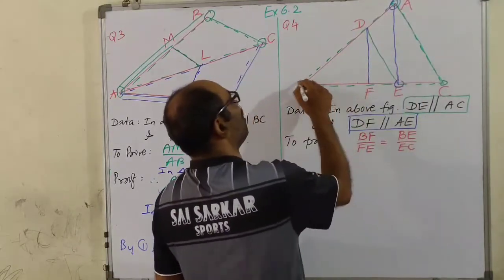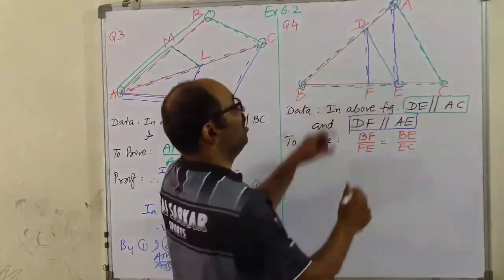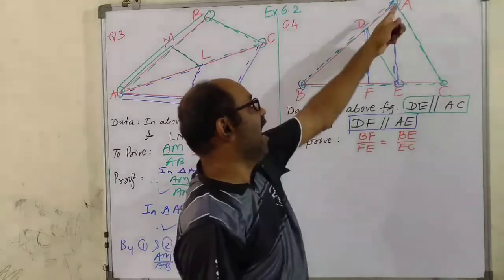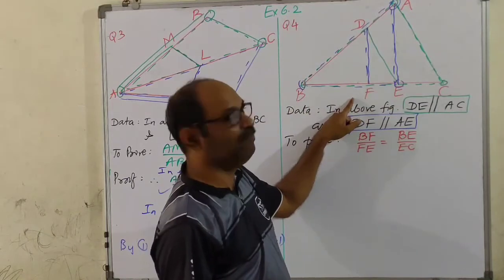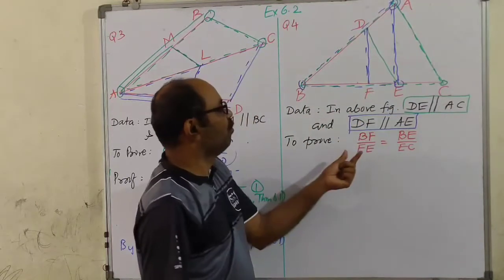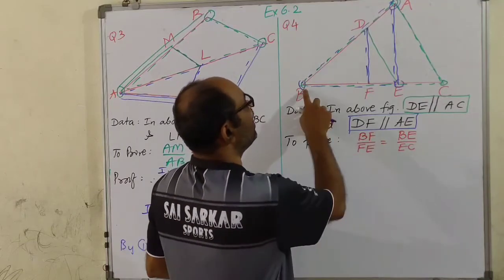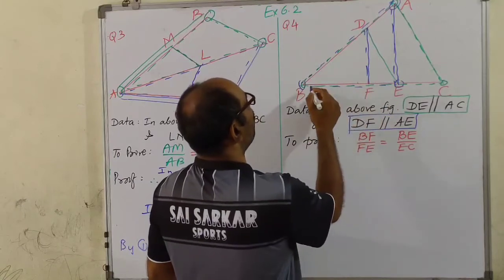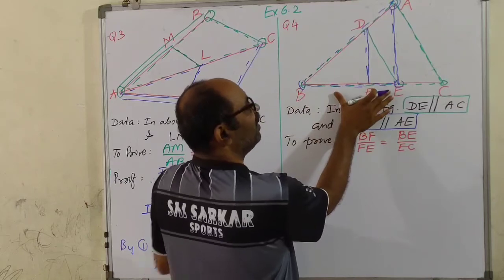A, E और B. ये blue वाला triangle मिला. In which DF is parallel to AE and it intersects AB in D and BE in F. Okay. What we have to prove? BF upon FE. Look here. BF upon FE. वो blue triangle का ही है. BF and FE. Can you see?